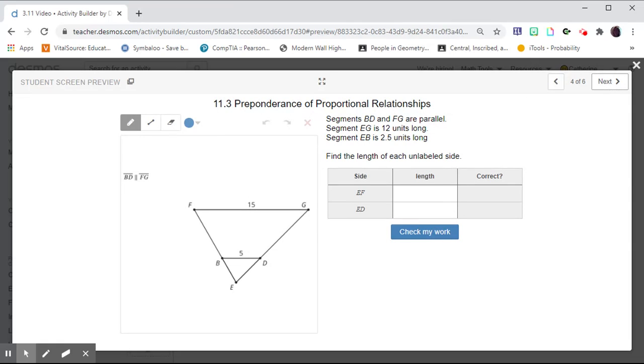Okay, now the preponderance of proportional relationships. Ooh, say that three times really fast. Segments BD and FG are parallel. Segment EG is 12 units long, and segment EB is 2.5 units long. We want to go through and find the lengths of each unlabeled side. Again, I'm going to ask you to pause the video, write in your answers, and then jump back on and see if you got the same answers I did.